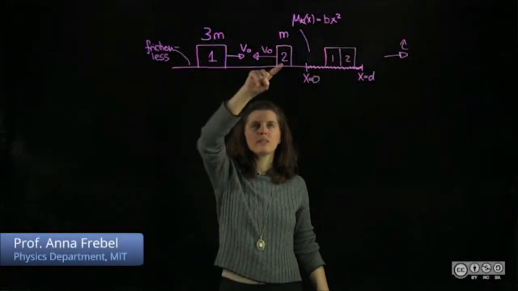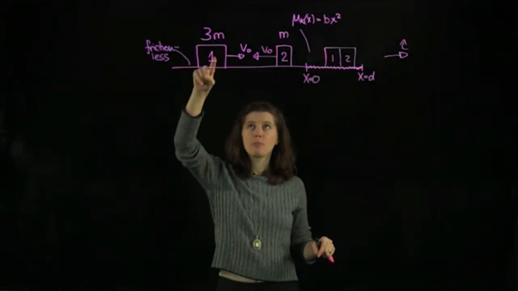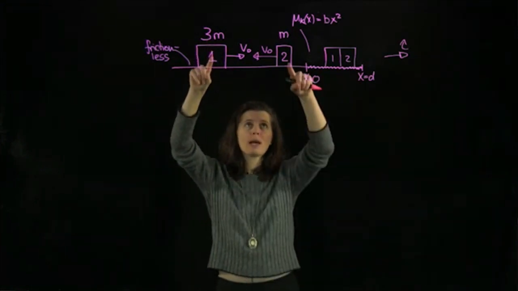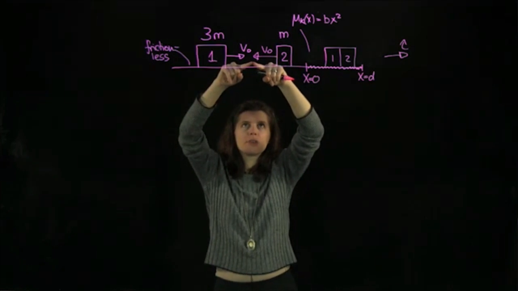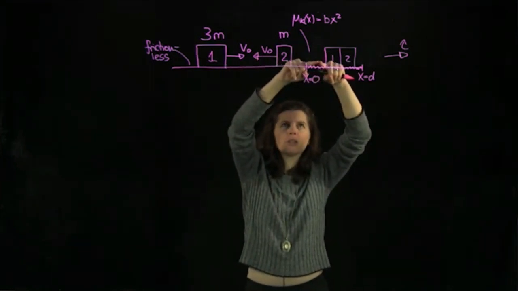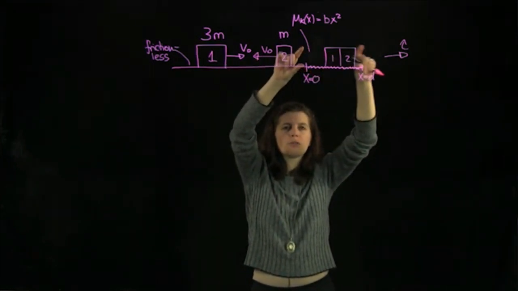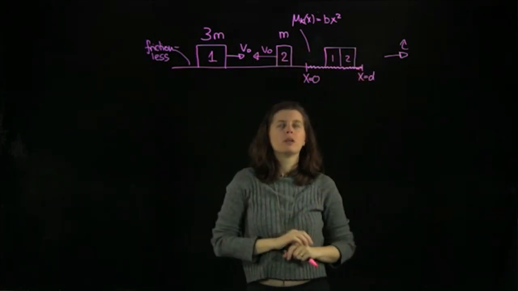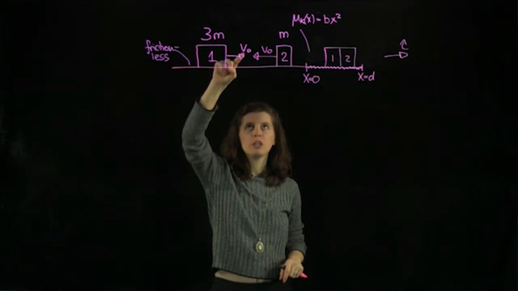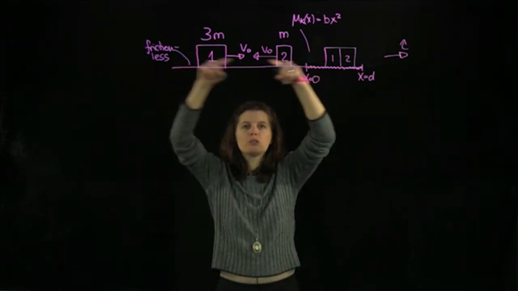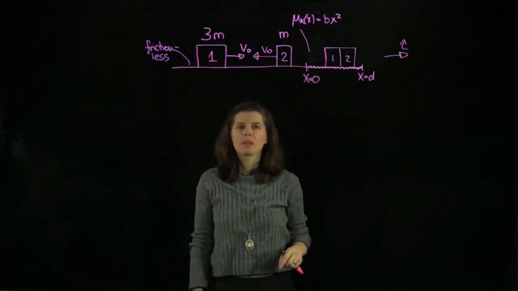Let's look at these two blocks here. Block 1 has a mass of 3m, and block 2 has the mass of 1m, and they're colliding and sticking together. And then they're going to move in this direction and eventually slide onto this rough surface here. What we want to figure out is what was that initial velocity v0 with which the two blocks collided.